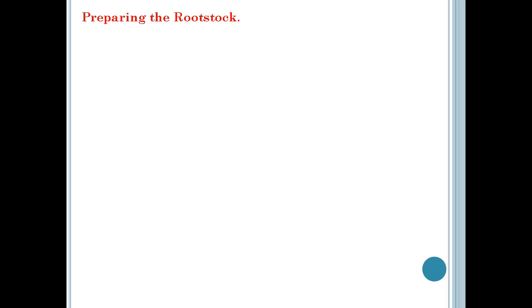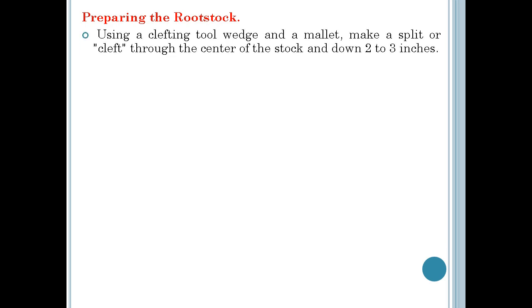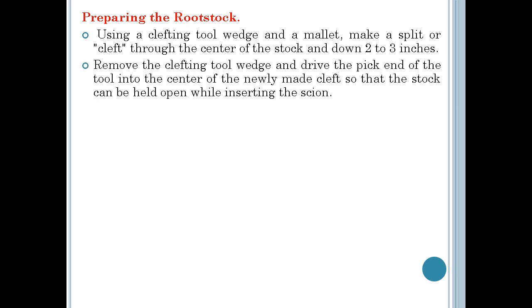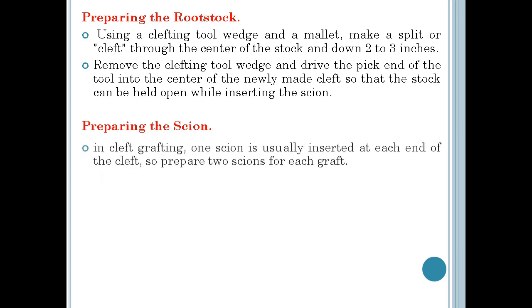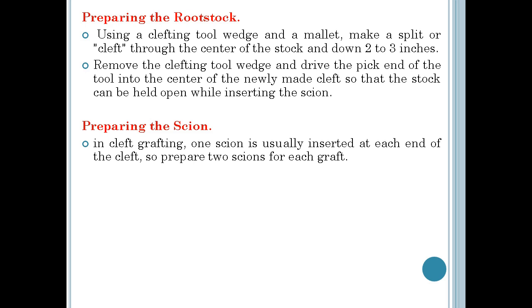Preparing the rootstock. Using a clefting tool, wedge and a mallet, make a split or cleft to the center of the stalk and down 2 to 3 inches. Remove the clefting tool wedge and drive the pick end of the tool into the center of the newly made cleft so that the stalk can be held open while inserting the cion.